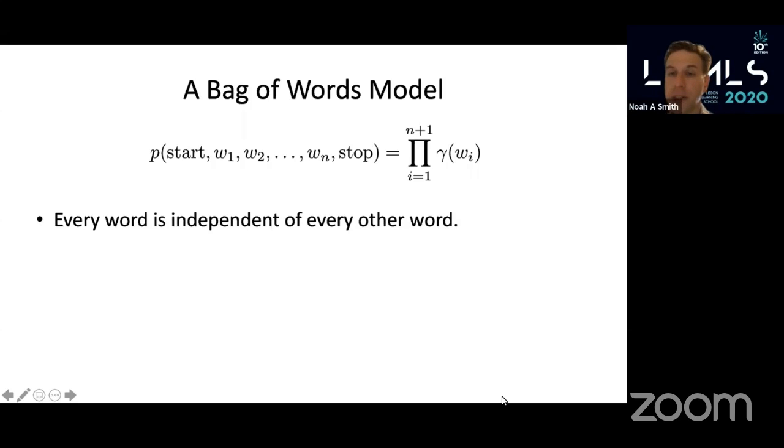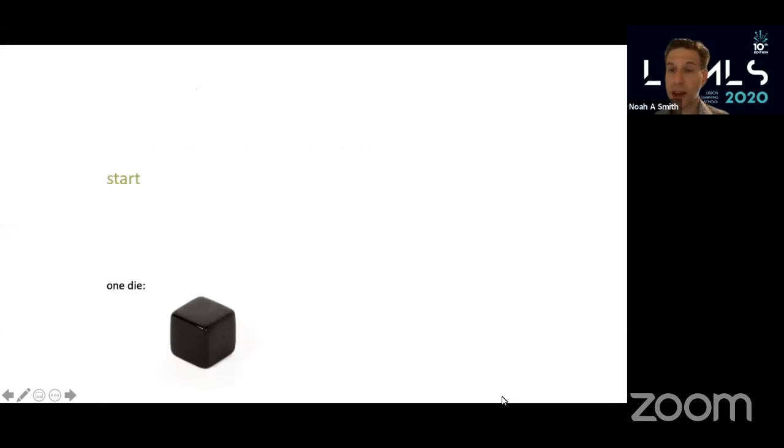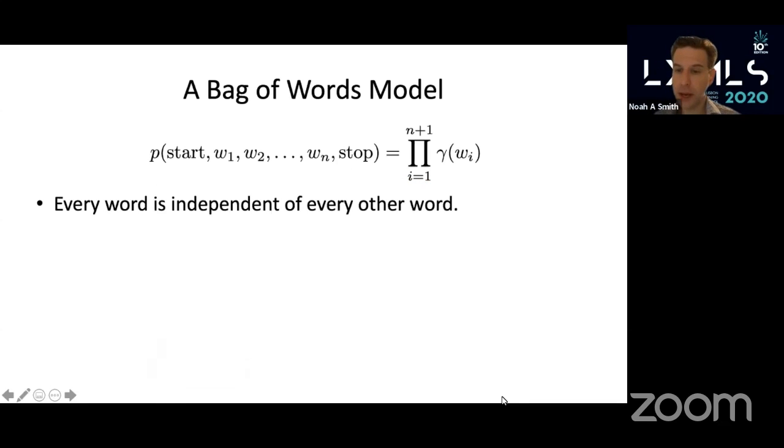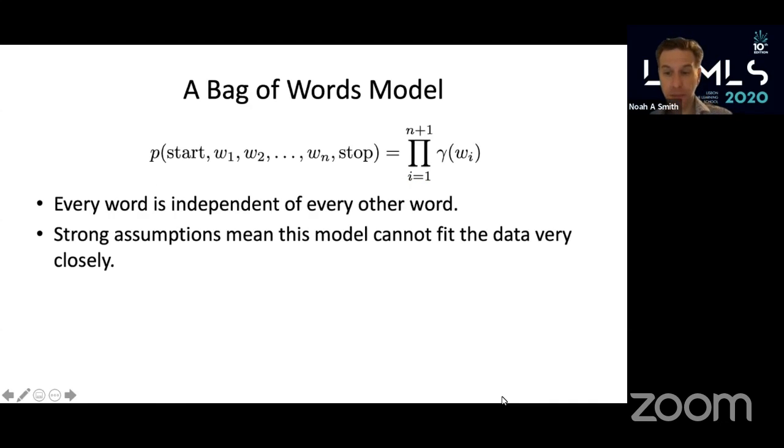You simply have a gamma term for each w in the vocabulary, including the stop symbol, and the probability of the sequence is the product of the probabilities of each of the words. Another way to say this is that we only have one die total for the whole model, just one die with all the words and stop written on it. And we just draw each word, not conditioning on anything, one after the other, until we get to the stop symbol, and then we're done. Very, very simple model, very strong assumption.